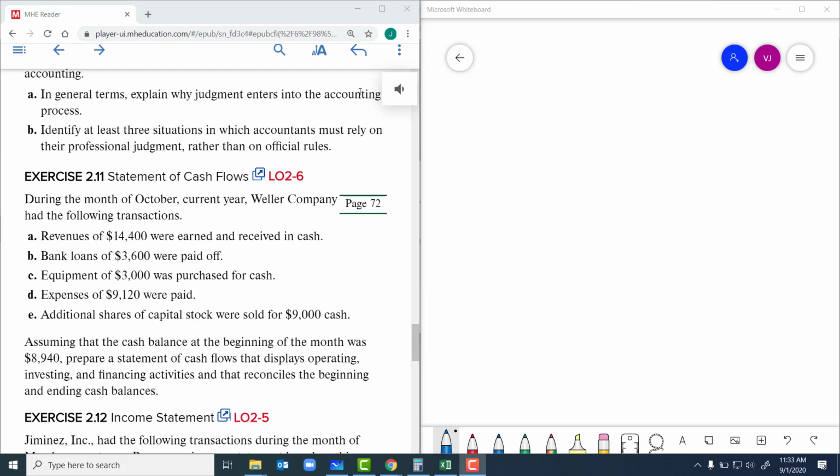Hi class, as promised, I wanted to do an example of a statement of cash flows to help you out with your homework for chapter 2.